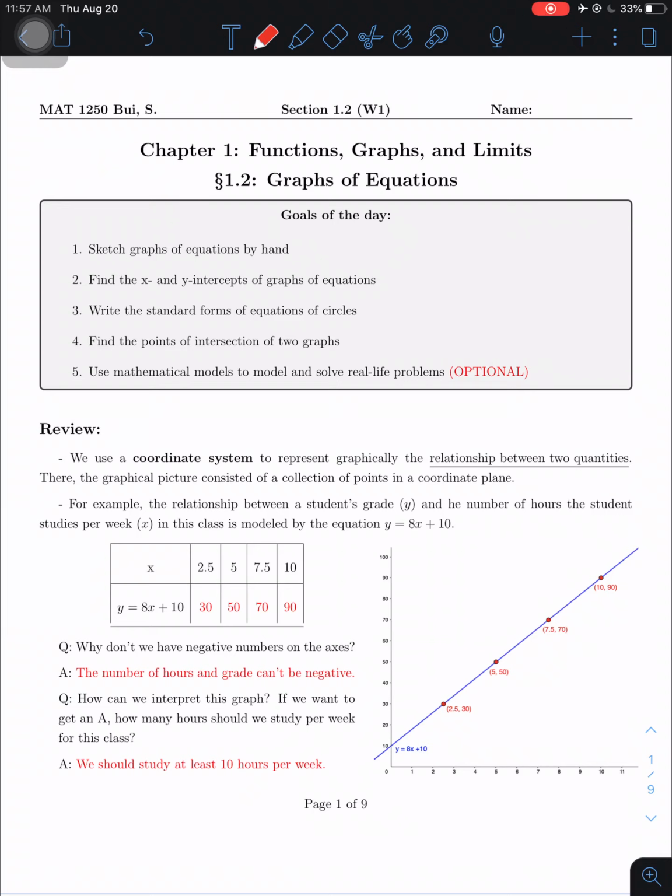Hello guys. Today we'll be talking about the graphs of equations. Before we get into the first objective of the day, let's review a little bit of the concepts that we learned about a coordinate system. So when we talk about a coordinate system, it's usually represented by the graph of x and y coordinates like this. The horizontal axis is usually the x-axis and the vertical axis should be the y-axis.